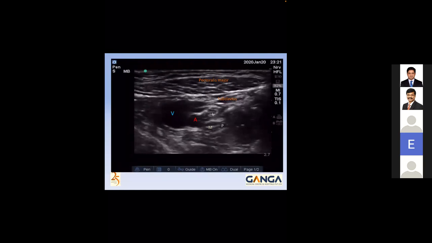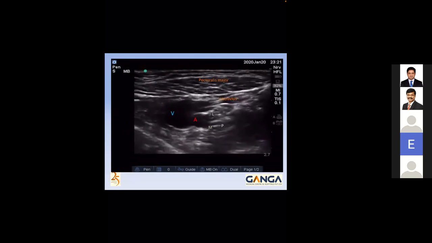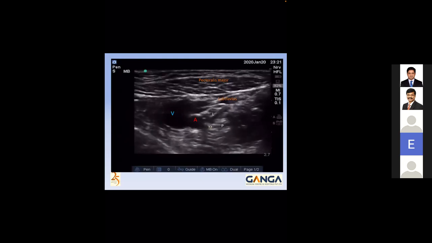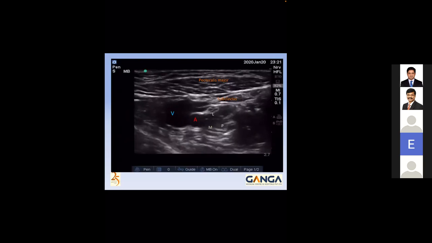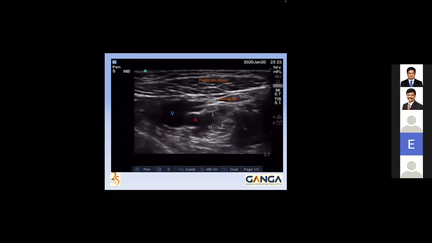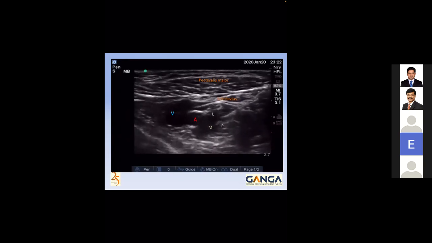See that, just manipulating with the needle and then I'm hydrodissecting so that I don't inject into the cords. See, the lateral cord is separated from the other two cords, the medial cord and the posterior. Finally, after injecting 20 ml, all these three cords will be completely separated and then soaked with the local anesthetic.